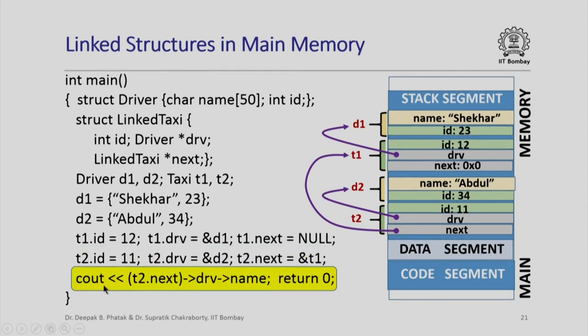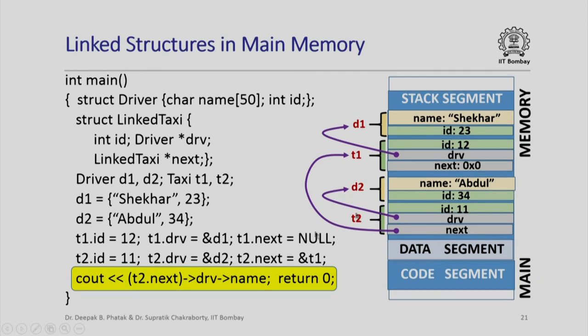And now if we execute this output statement, what will get printed? Well, we will first access t2.next, that's a pointer. So now we'll have to see what object that pointer points to, and we'll have to access the DRV field of that object. That also happens to be a pointer.